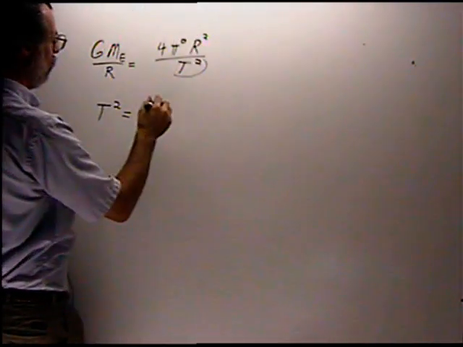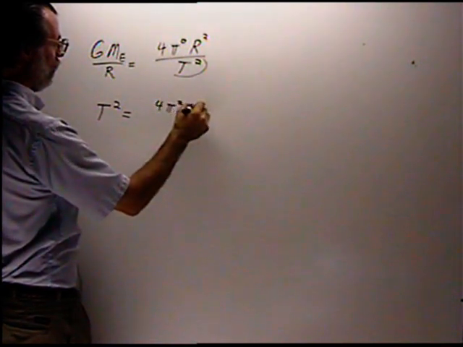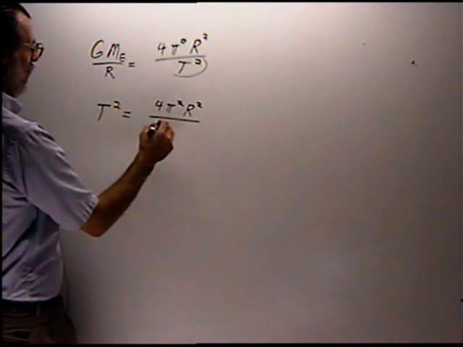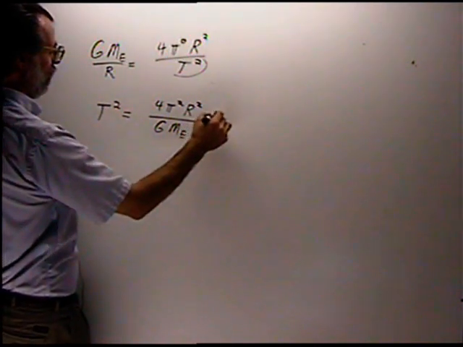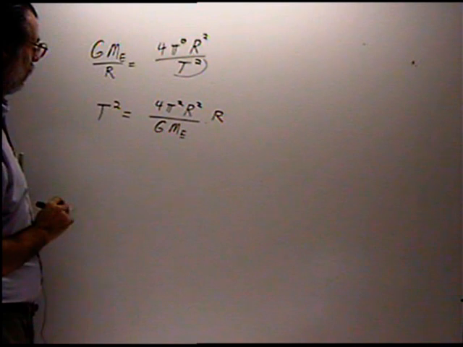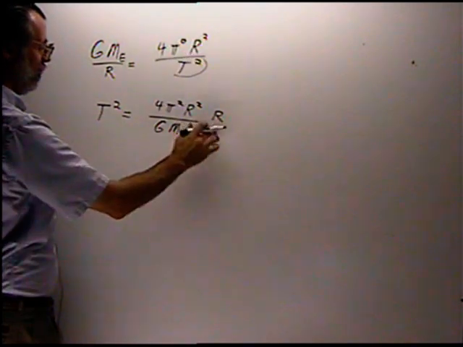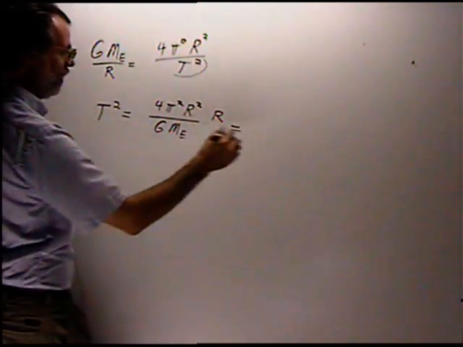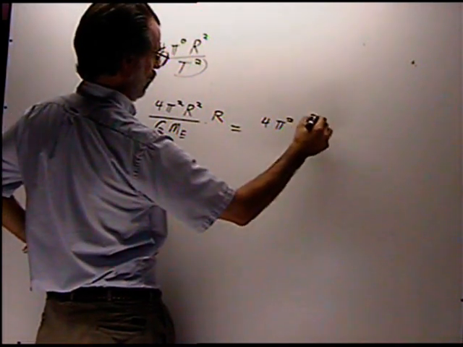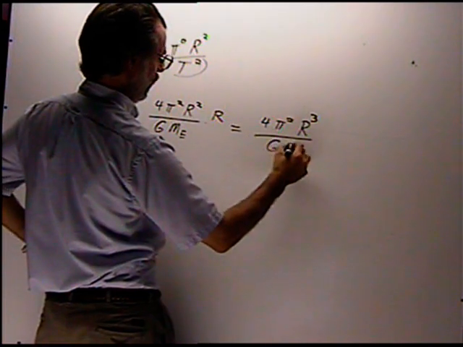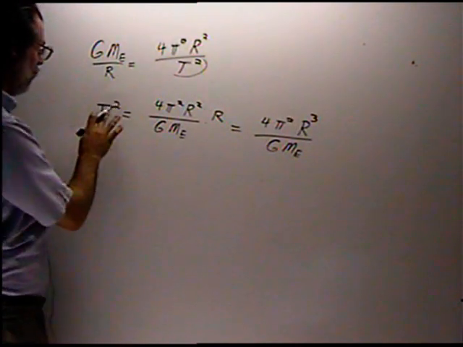Let's solve for T squared. T squared equals 4 pi squared over r squared divided by G divided by M, times r. Okay? I divided by G and M and multiplied by r, so I get 4 pi squared r cubed divided by GM. Okay? So that's the period.